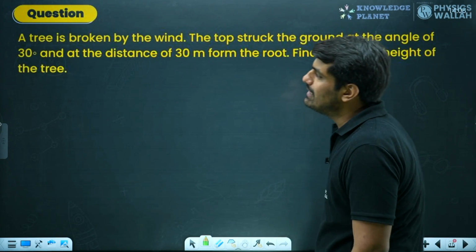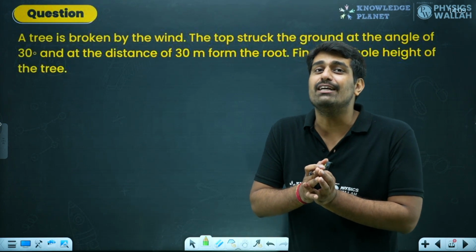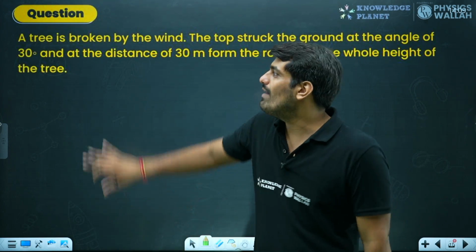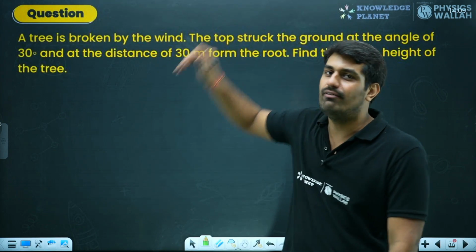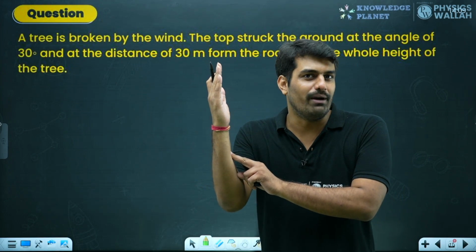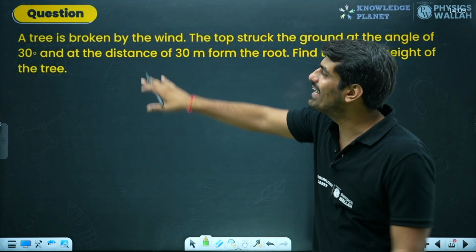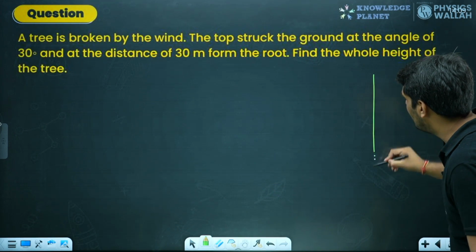Here we have a question, and this time it is much more complicated because they're asking you to change a few things. Over here they say a tree is broken by the wind. A tree was like this, now it is broken. This cannot be broken at the moment, but you can assume this was the tree and now it is broken like this.